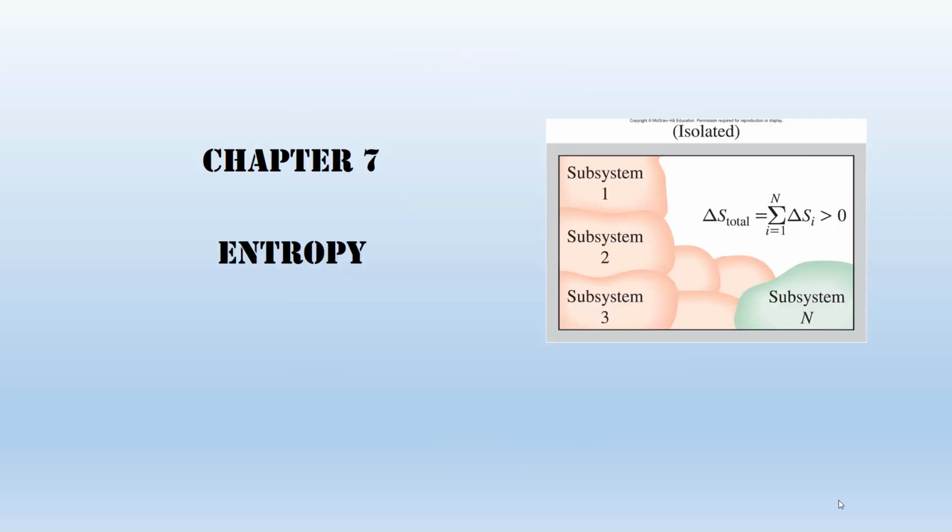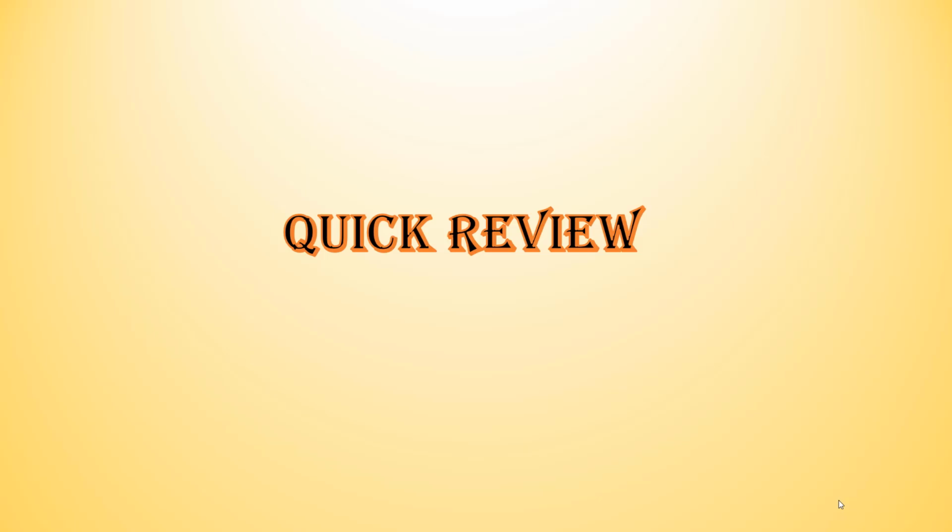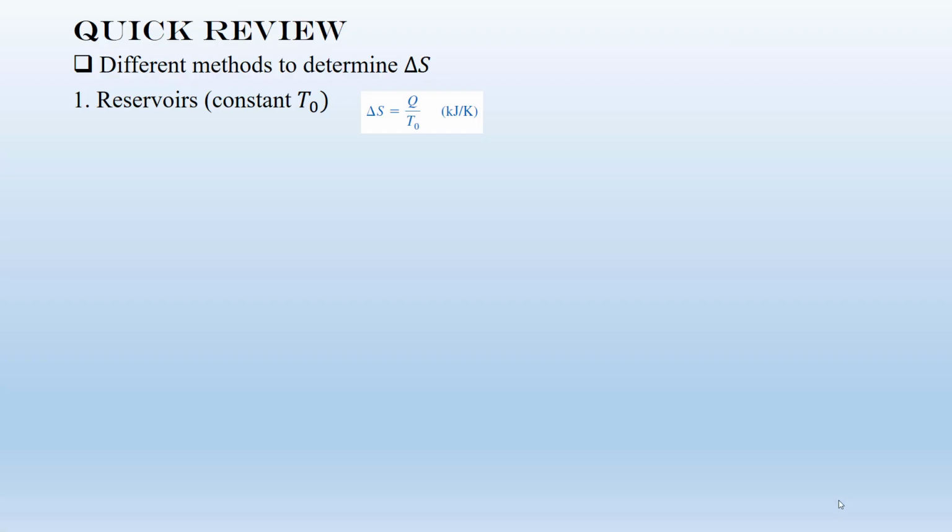Let's continue chapter 7. In chapter 7, we discussed entropy, the basic concept of entropy. Then you learned several methods to calculate the delta S for different cases. You learned that to calculate the delta S for a reservoir, normally you can assume that they have constant temperature, so you can write delta S equals Q over T. Keep in your mind that the delta S can be zero, negative, or positive.